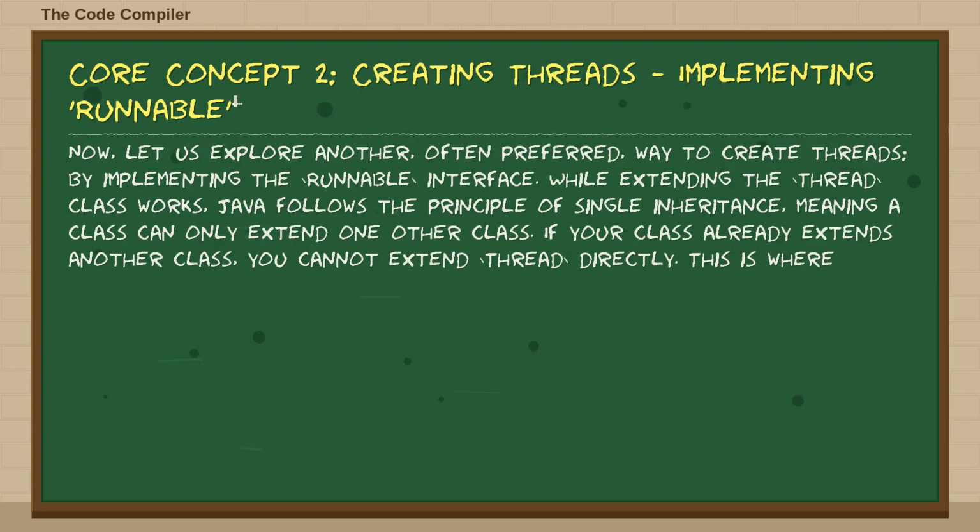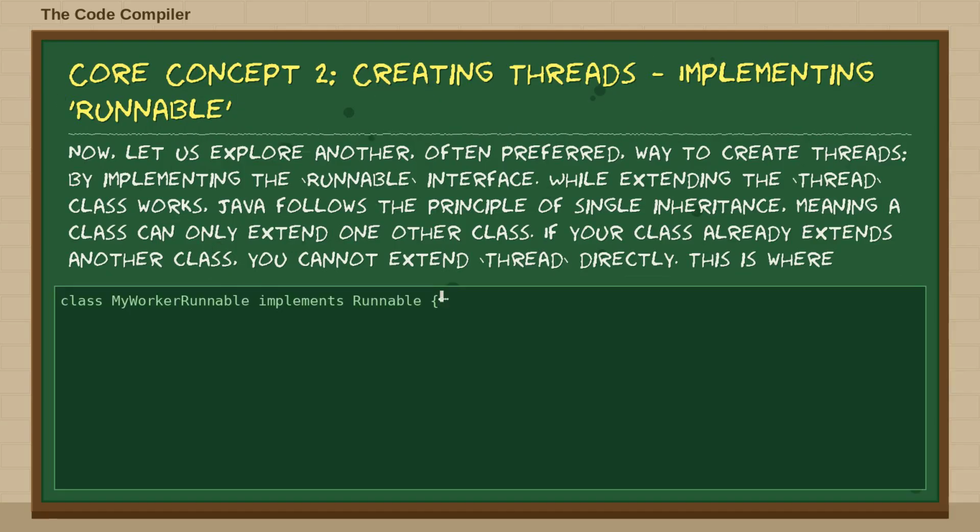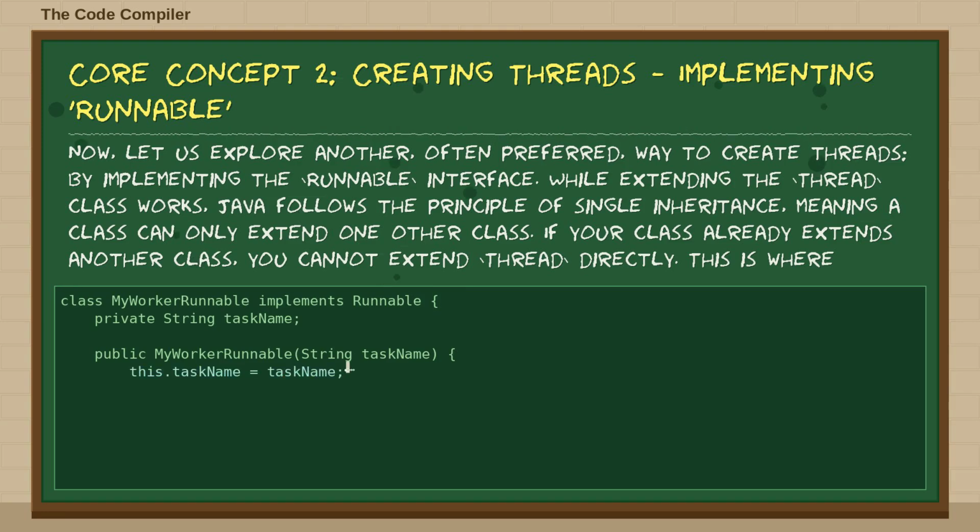The Runnable interface has just one method, run, which you need to implement. After implementing Runnable, you then create a Thread object and pass your Runnable instance to its constructor. Then, just like before, you call the start method on the Thread object to begin execution. This approach offers more flexibility and is generally recommended. Let us look at the code for this.